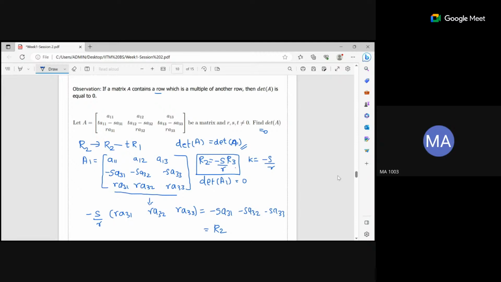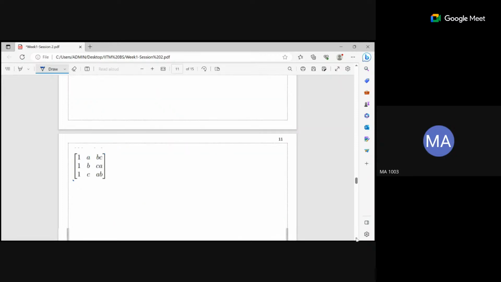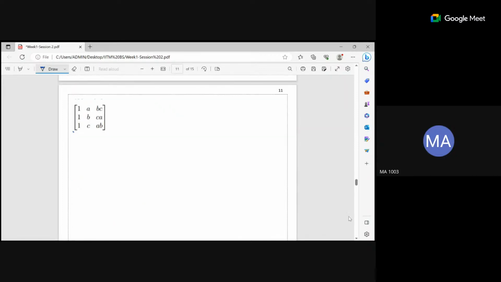Okay, shall we move on? I guess there is one problem where you have something like this, right? Does anyone remember about this one? Yes, ma'am. So how to find the determinant of a matrix of this form? Can anyone give an idea?